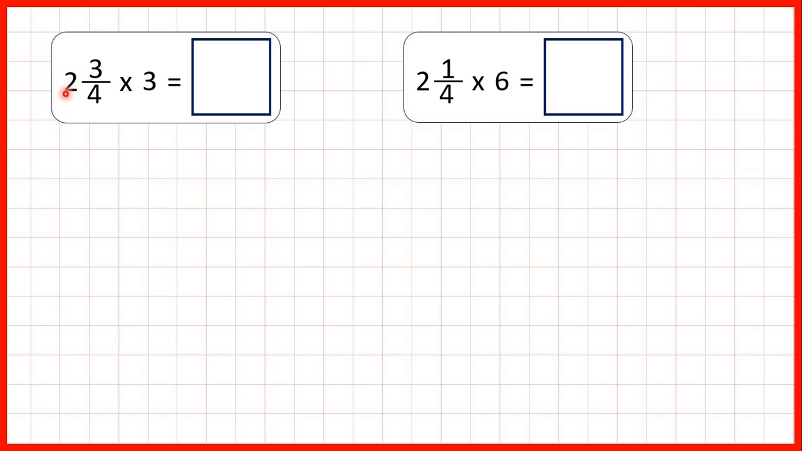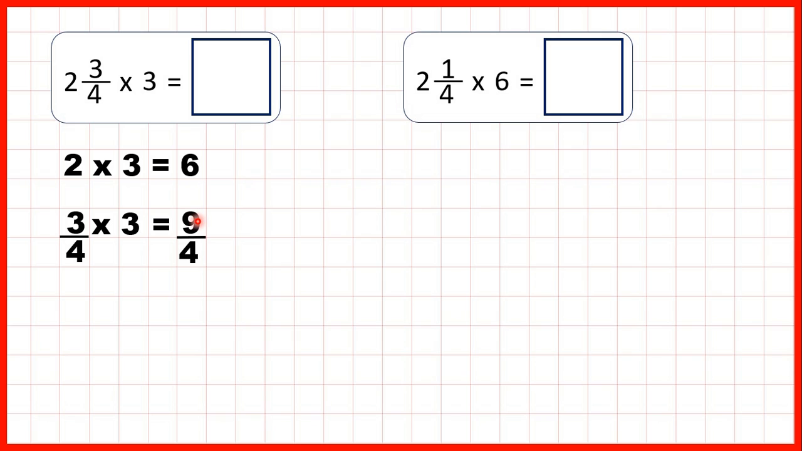So if we look at the whole number first, 2 times 3 is 6, so then we can work out 3/4 times 3 and add up our answers. But we need to be really careful here. When we multiply a fraction by a whole number, we only multiply the numerator and the denominator stays the same. We'll see why we have to do that in a moment. But 3 times 3 is 9 and the denominator stays the same, so we have 9/4.